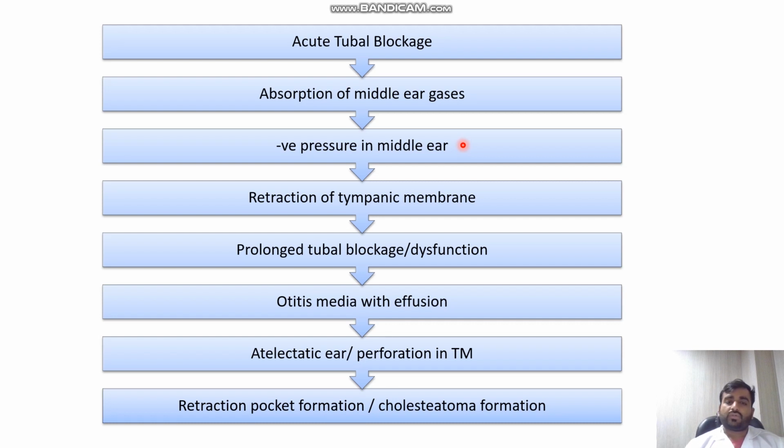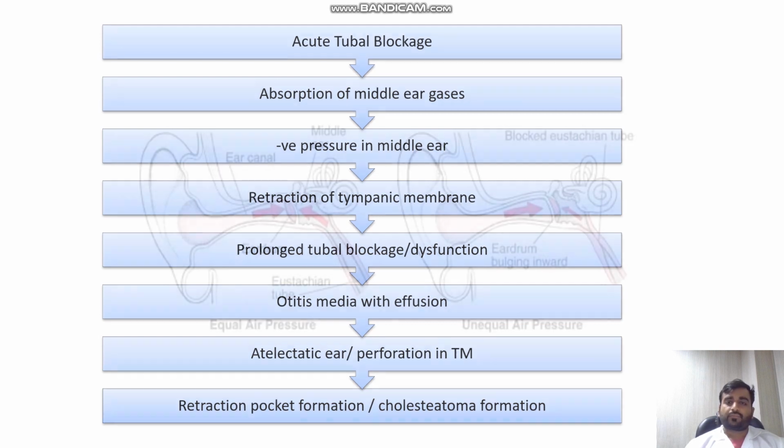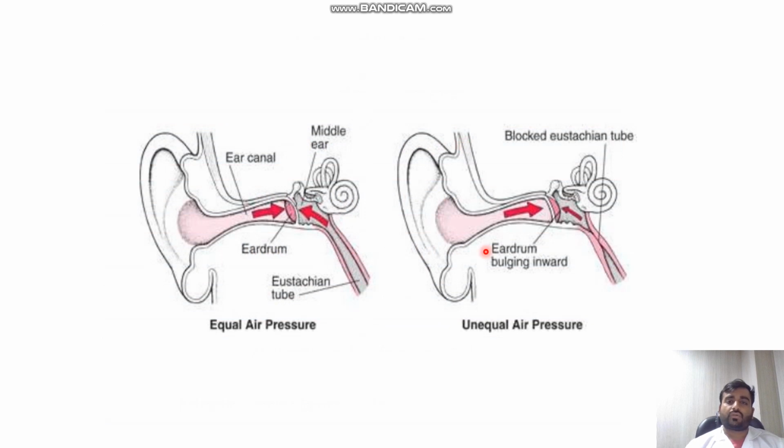Then the chances of otitis media with effusion, atelectatic ear, or perforation of the tympanic membrane. Or sometimes there is a retraction pocket or cholesteatoma formation. Here we can see equal air pressure is generated in the external ear and the nasopharynx through the Eustachian tube. With equal pressure, the drum of the tympanic membrane is normal.